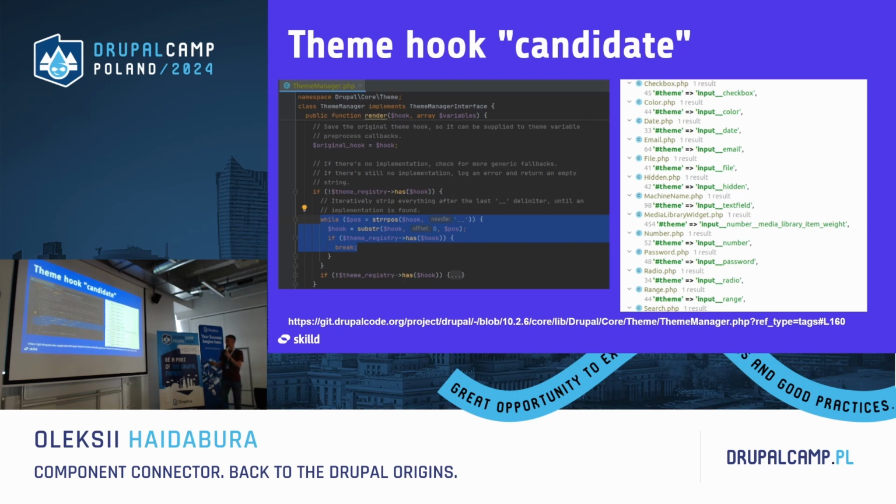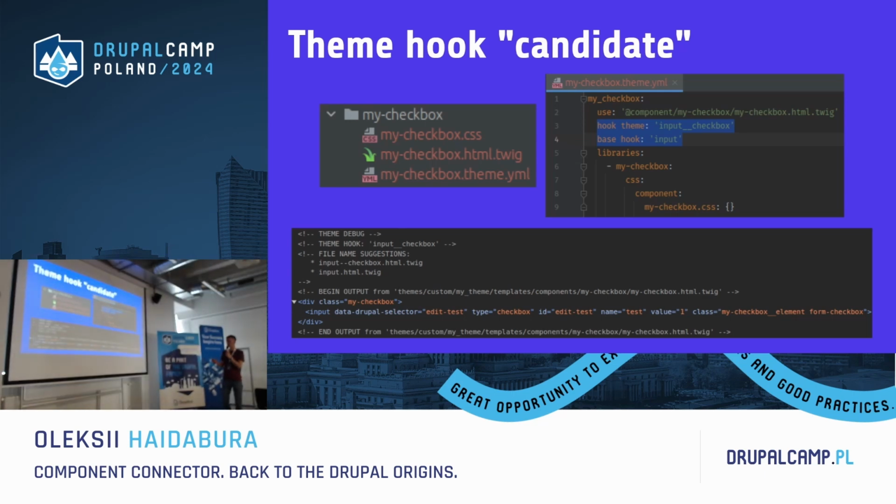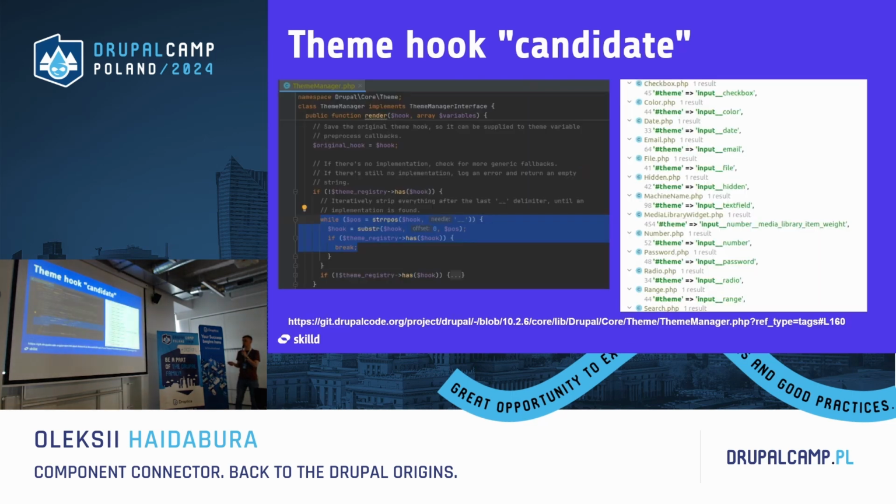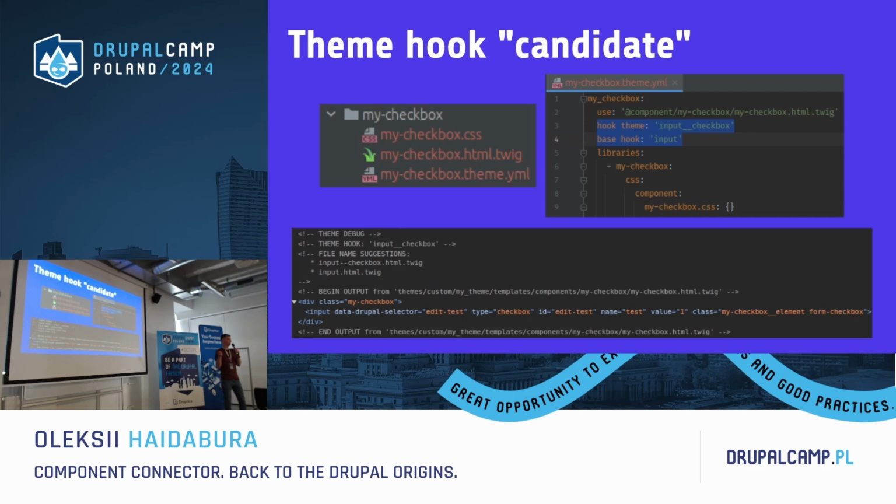So you may easily create, similar to my checkbox, my password component YAML, and put here just the hook theme which is input password, and the base hook will be input, and create your own HTML, include your JavaScript, CSS, etc. So once again, it will be automatically registered in the Drupal registry, and it will be used by core. We're not talking about core contrib modules or preprocess or alterings. There is no alterings, there is no preprocesses, there is nothing. It's real Drupal core and native render process. Okay?